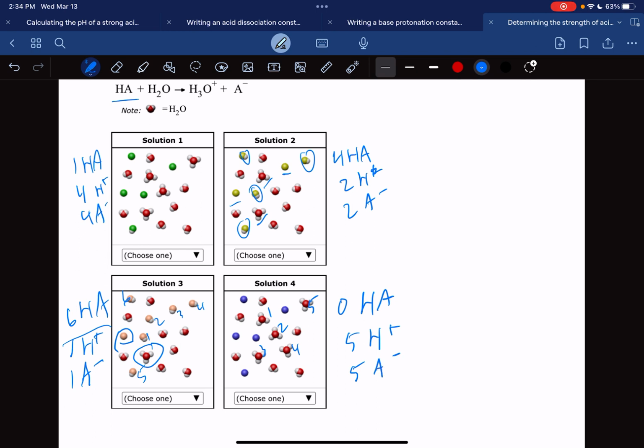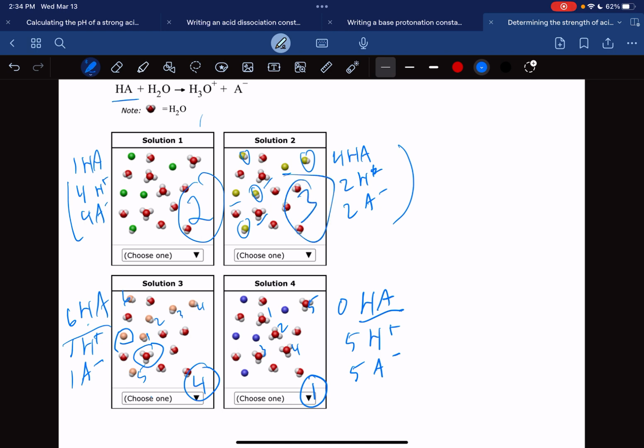So of all these, which is the strongest acid? Well, it has to be this bottom one, right? So this is going to be number 1 because all of the HA dissociated. This one here is going to be the weakest, because almost all of it stays. So that's going to be number 4. And then between these two, this one breaks apart into 4 and 4, and this breaks apart into 2 and 2. So this is going to be my second best, and this is going to be my third best.